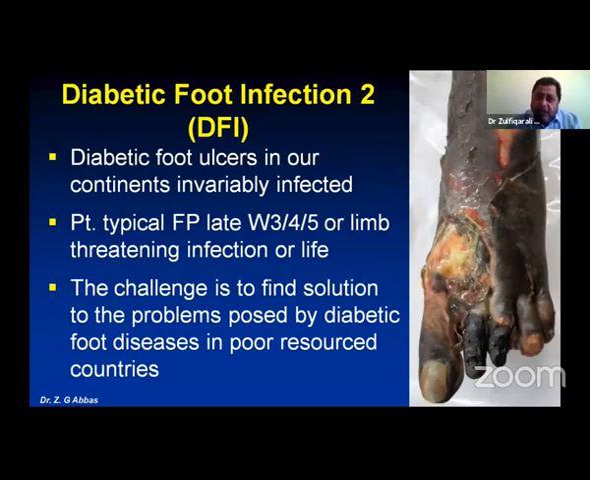Diabetic foot ulcers in our continent, that is Asia and Africa, invariably when they present to a doctor, are already infected. In the typical first presentation to the doctor, they are already involved. So the bone is already involved, grade 3, or there is already localized gangrene or full limb gangrene, and it is a limb-threatening infection or even a life-threatening condition. The challenge is to find a solution to the problem posed by diabetic foot disease. And I was very interested when I sat in this international working group, especially for us in poor resource countries.